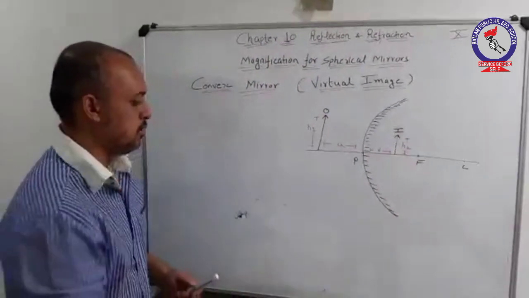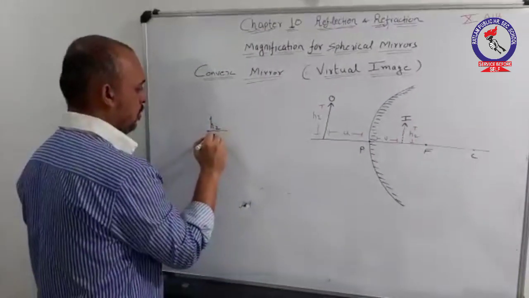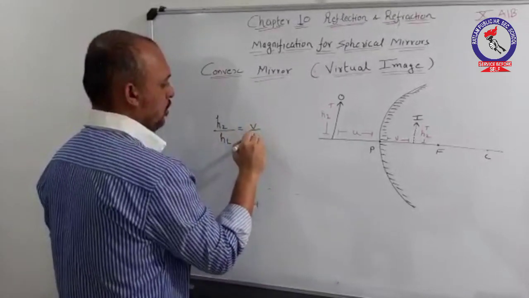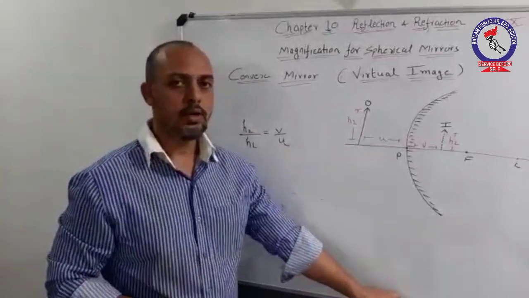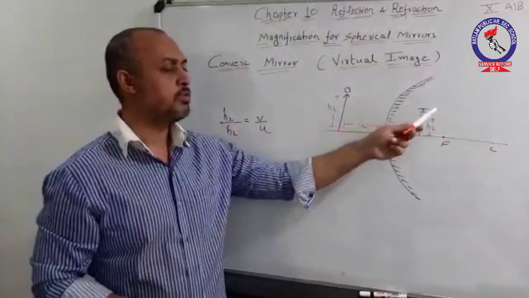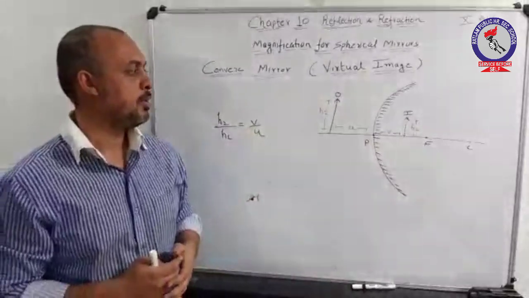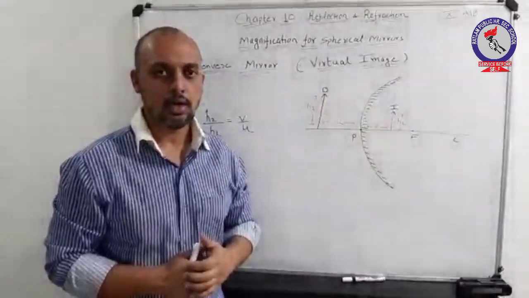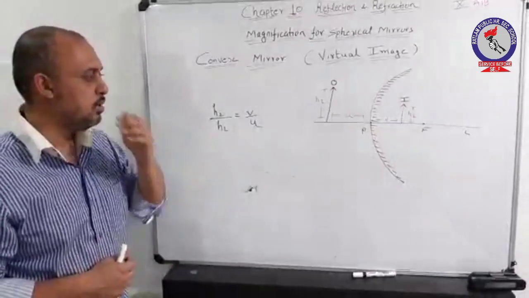Going for the relations, h2 by h1 is equal to v by u. Now applying signs here, as you can simply observe that both the object as well as the image are being formed on the upper side of the principal axis. Hence both object height and image height can be taken as positive. So here h2 by h1 will be positive.